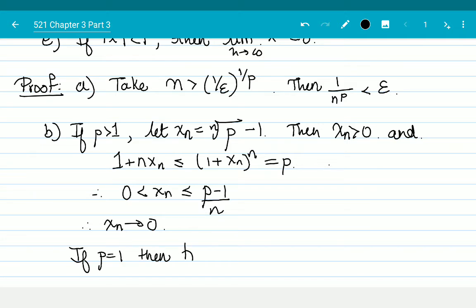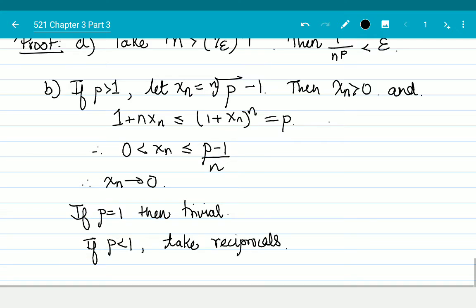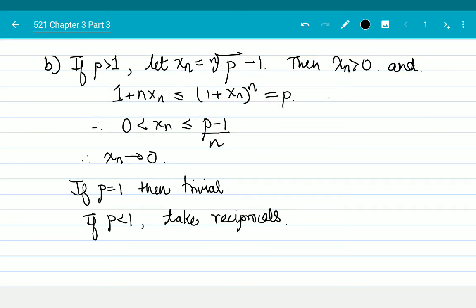If p is less than 1, take reciprocals of everything. So if p is less than 1, look at 1 over p. The nth root of 1 over p is equal to 1 over the nth root of p. 1 over p is bigger than 1, call it q. Its nth roots go to 1, so the nth roots of p also go to 1.